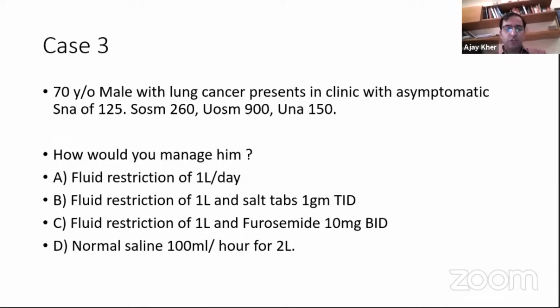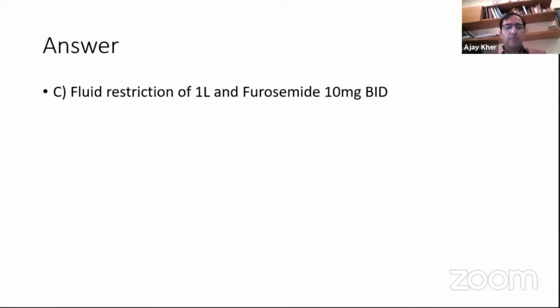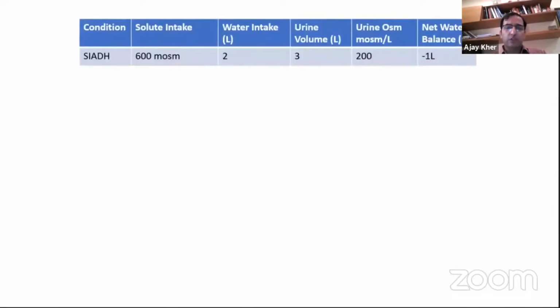With just fluid restriction of 1 liter per day, fluid restriction plus salt tablets 1 gram 3 times a day, fluid restriction of 1 liter and furosemide 10 milligrams twice a day, or normal saline 100 ml per hour for 2 liters. The answer is going to be fluid restriction with furosemide, but let's look at how we approach this, and we'll come back to the balance in terms of water intake and solute intake that we had looked at.